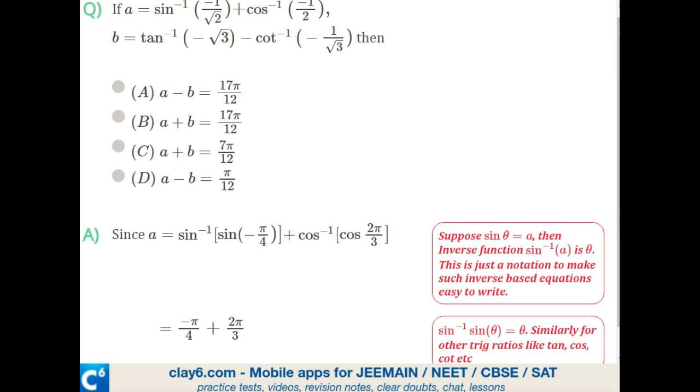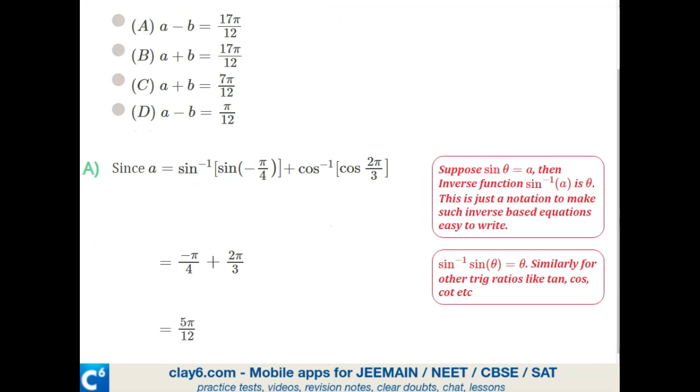Once you do that, we are now going to apply our sine inverse of sine formula. So we'll end up with just the angle, which is minus pi by 4 plus 2 pi by 3. And hence, if you just take a simple LCM, you'll end up with 5 pi by 12.